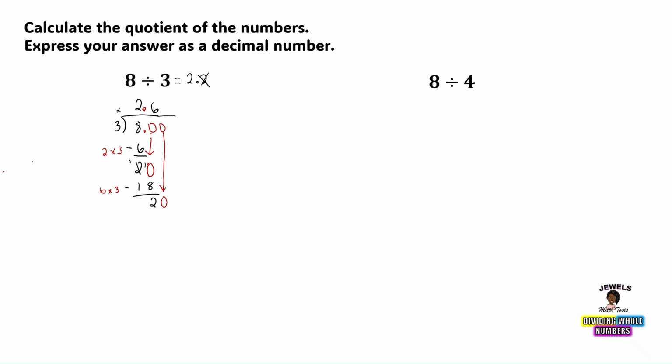So just like we did before, we're going to divide 3 into 20, which gives us the group of 6. So again, we're going to go with our multiplication and we'll be repeating that step again. So 6 times 3 is equal to 18. And when 20 subtracts 18, we will get the difference of 2.